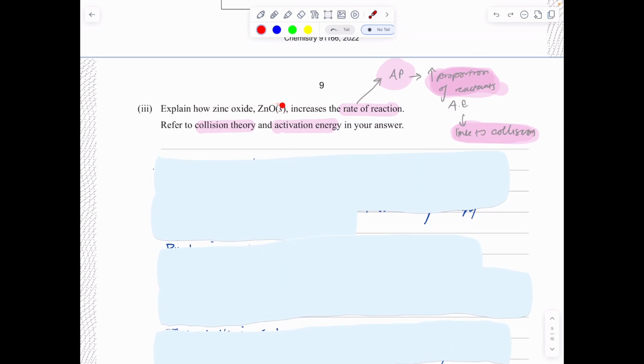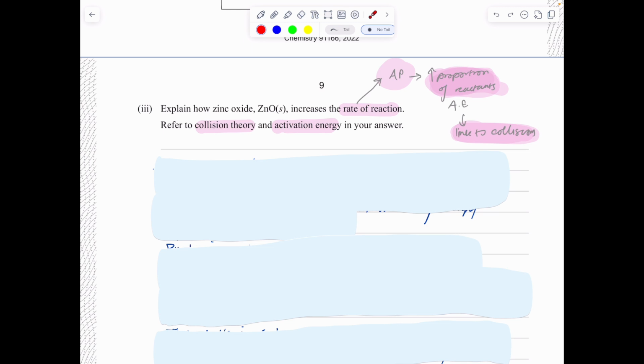Explain how zinc oxide increases the rate of reaction. Refer to collision theory and activation energy. As you can see here, when I first recorded this exam, I left a few scribbles here. Okay, thank my past self for doing that. So, these are the key points that we need to refer to in our answer. How does zinc oxide increase the rate of reaction? And how is collision theory involved? And what is the role of activation energy in this whole thing?